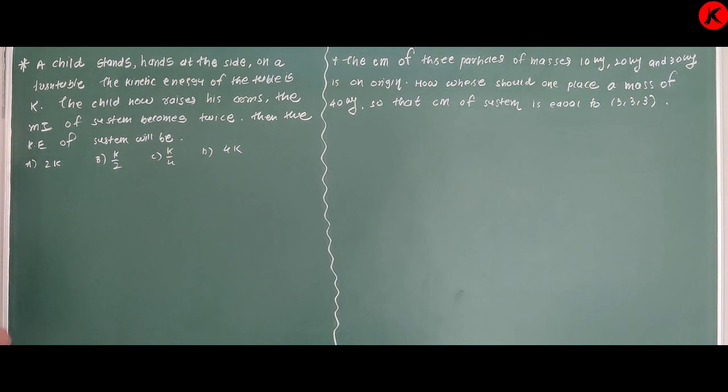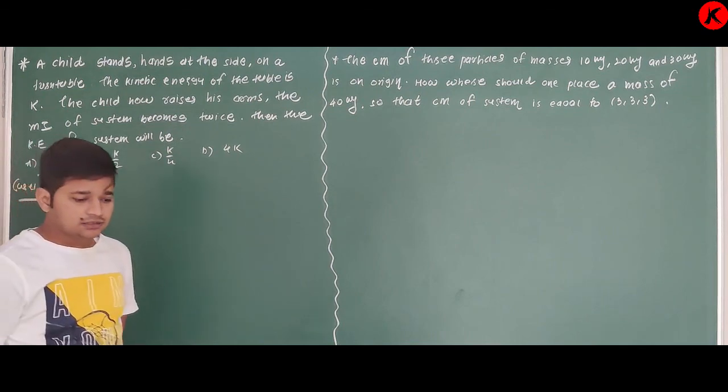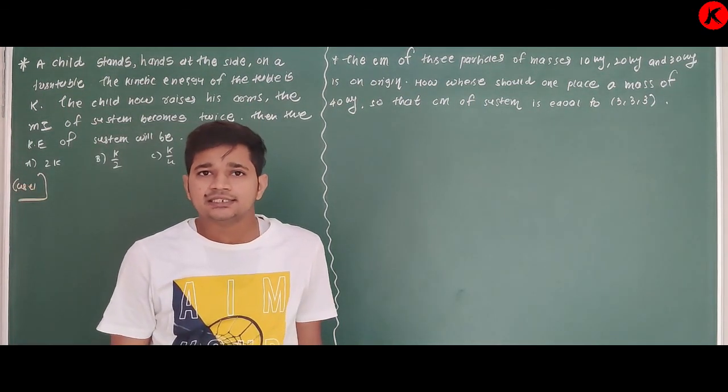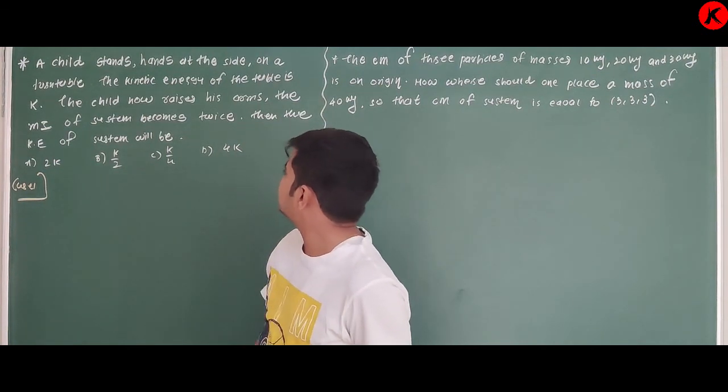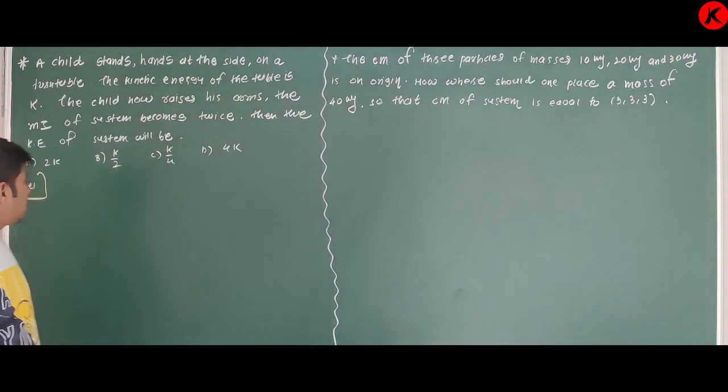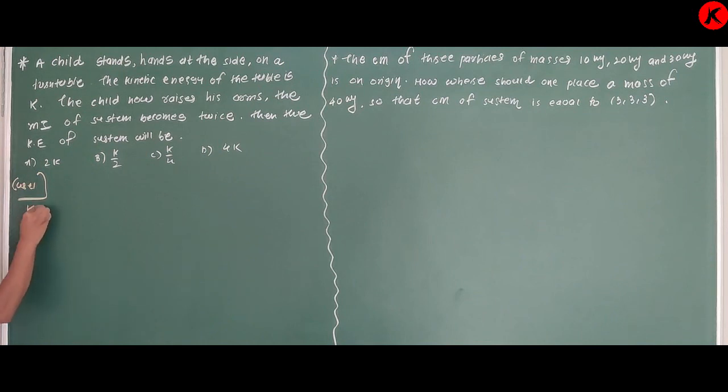You are given two cases. For case 1, a child stands with hands at the side on a turntable. The kinetic energy of the table is K. So initial kinetic energy K is equal to, we know its equation, half I omega square. Yes, it is the equation of kinetic energy.